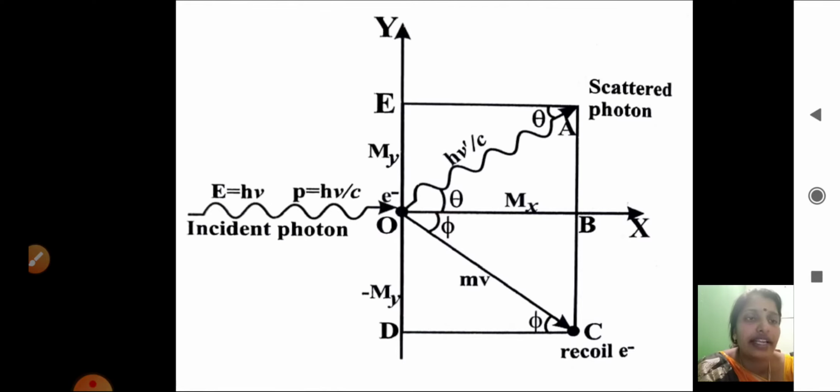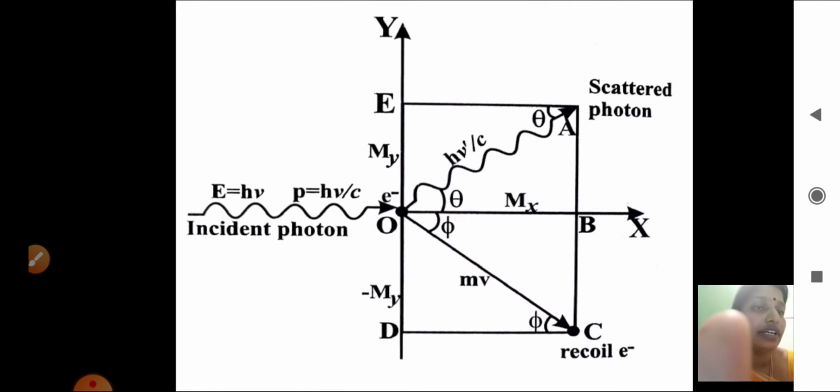This is the recoil electron. This angle is theta, and this is the x component of the recoil electron with angle phi. The y component is my, and on the negative axis, minus my. The momentum P equal to mv, with x component momentum mx and y component momentum my. This angle is theta, similarly the opposite side angle is theta, and this angle is phi.